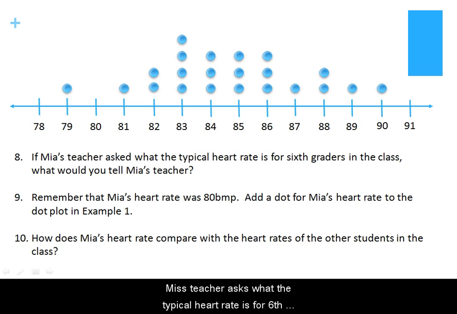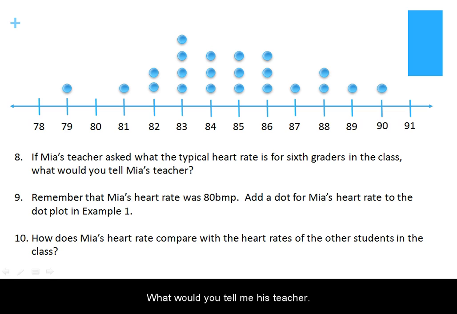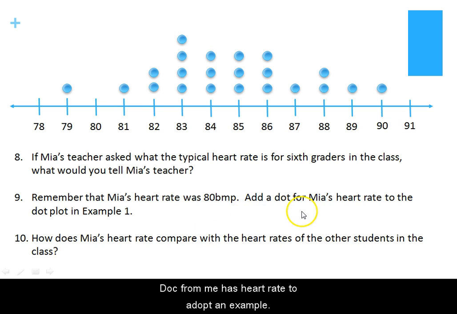If Mia's teacher asks what the typical heart rate is for 6th graders in class, what would you tell Mia's teacher? Would it be the same response as question number 7? In the 80s? Question 9. Remember, Mia's heart rate was 80 beats per minute. Add a dot from Mia's heart rate to the dot plot in example 1.